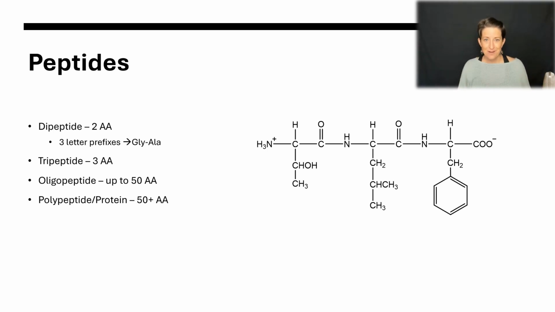Tripeptide, 3 amino acids. Then we go up to oligopeptides, and we don't need to really stress about the difference between each of those, but those go up to 50 amino acids. A polypeptide versus a protein. So anything bigger than 50 or more amino acids starts to be classified as a polypeptide. What's different between a polypeptide and a protein is the protein has a function. It's got a name, it's got a very specific structure, but it's a polypeptide.